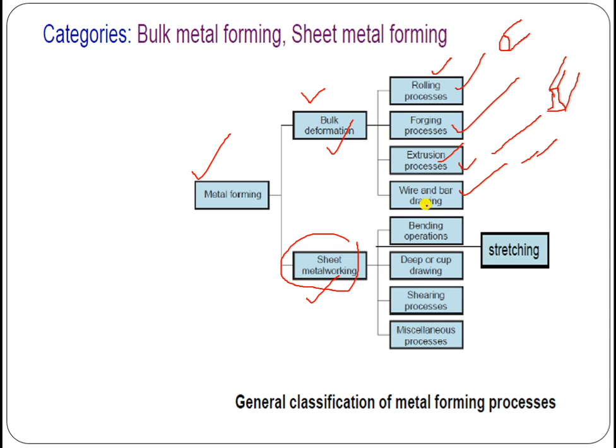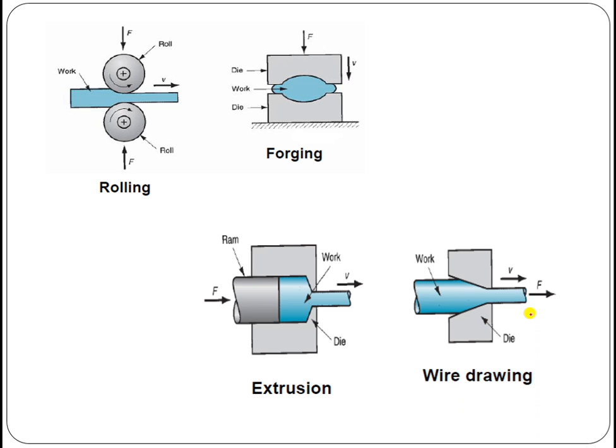Wire and bars, whenever it comes to wire and bars, it is also extrusion-like, but it is also known as the drawing process. It's just like extrusion but has a different term due to certain differences. That is drawing. In case of sheet metal working, we have bending operations, deep drawing, shearing processes, and other processes like embossing and coining, which we will observe in short.